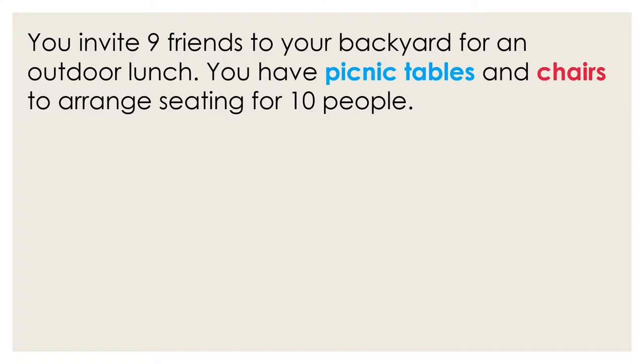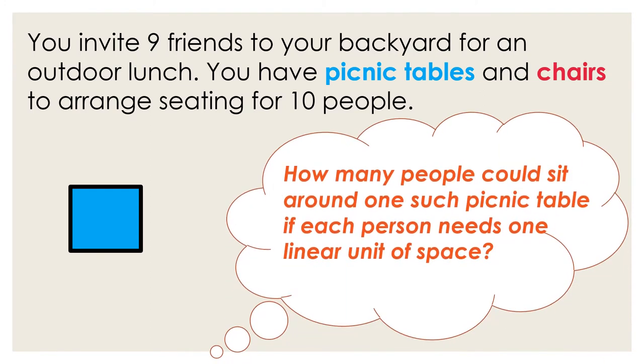Let's suppose you invite 9 friends to your backyard for an outdoor lunch. You have picnic tables and chairs to arrange seating for 10 people. Imagine that a single tile is a picnic table. How many people could sit around one such picnic table if each person needs a chair or one linear unit of space? A small square picnic table sits 4 people. Each side of the square represents the sitting place for 1 person.